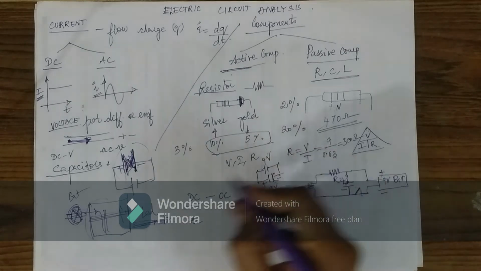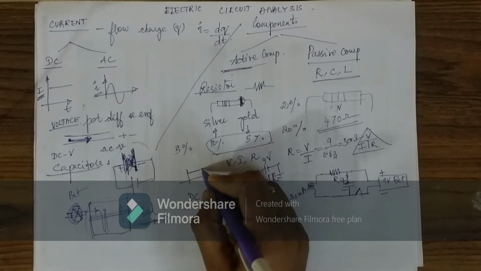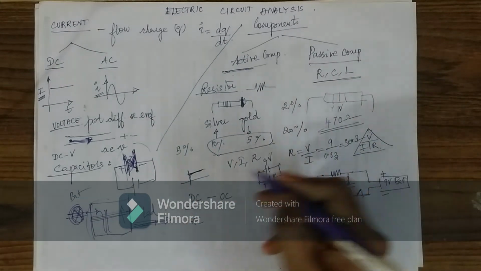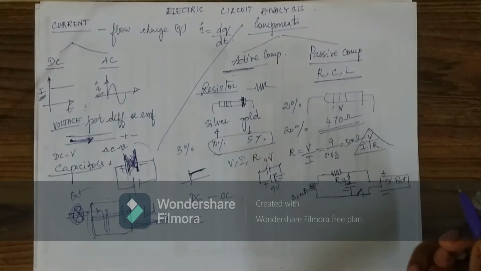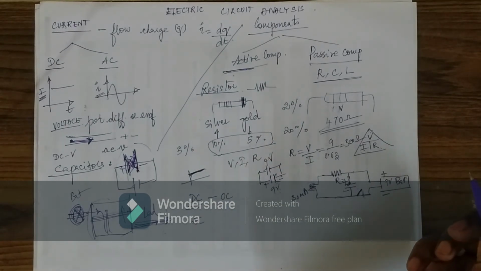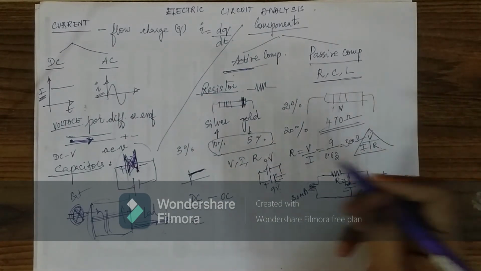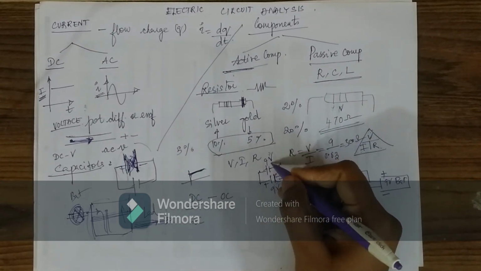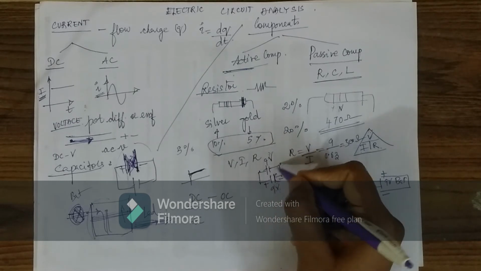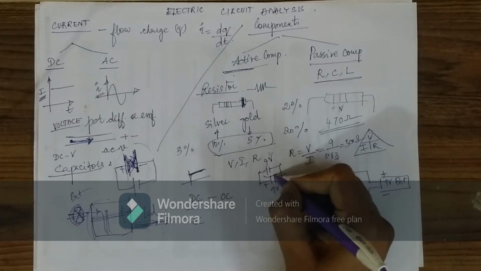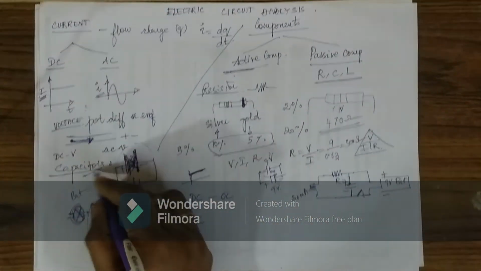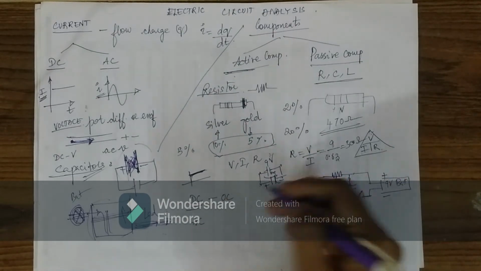So for DC, the current rises and remains constant. Okay. So when the current is constant, that is when the voltage is constant. So the potential difference across these two points is the same, so there is no current through this circuit. In other words, we can say the capacitor will block the DC current. It acts as an open circuit.